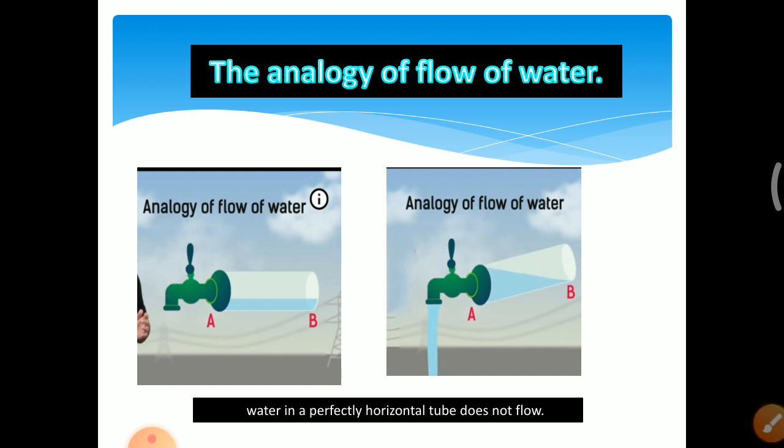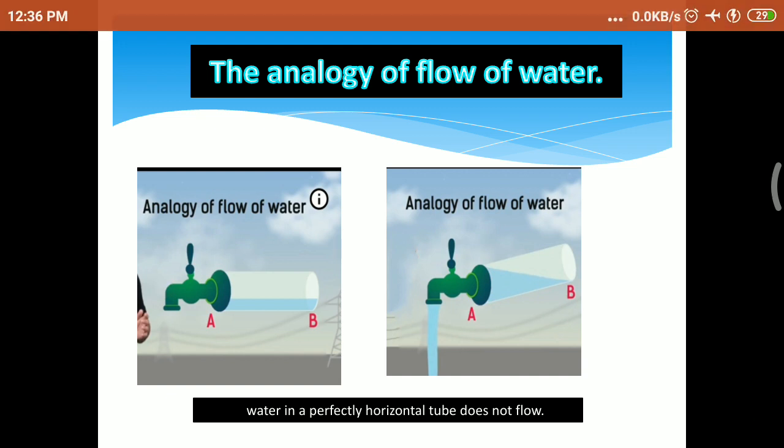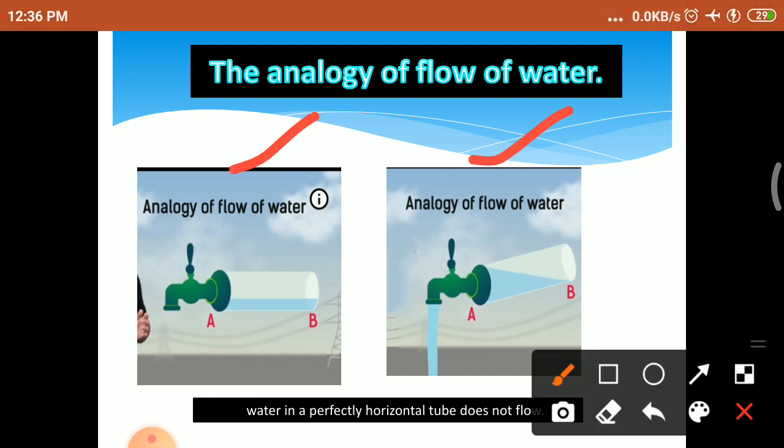Before going to see what potential and potential difference are, we have to see the analogy of the flow of water. So what is meant by the analogy of the flow of water? Look at these two diagrams. In the first diagram, the tube is connected to the tap at point A and point B. The water level is the same, so the pressure difference between points A and B is zero. So there is no flow of water.